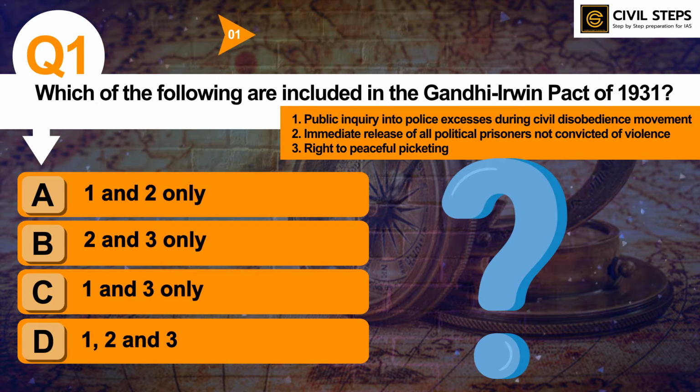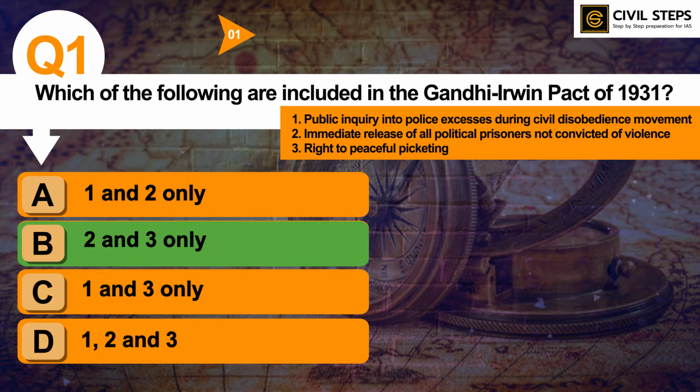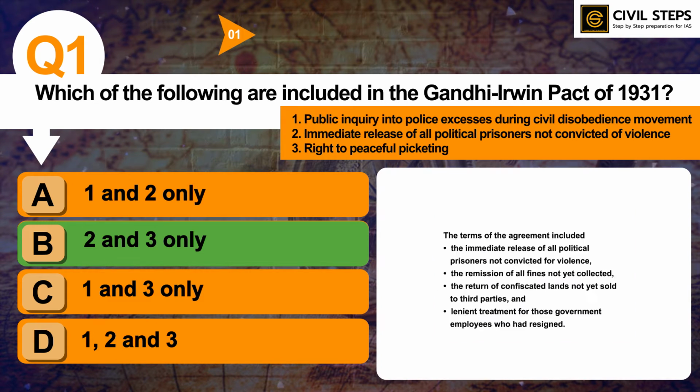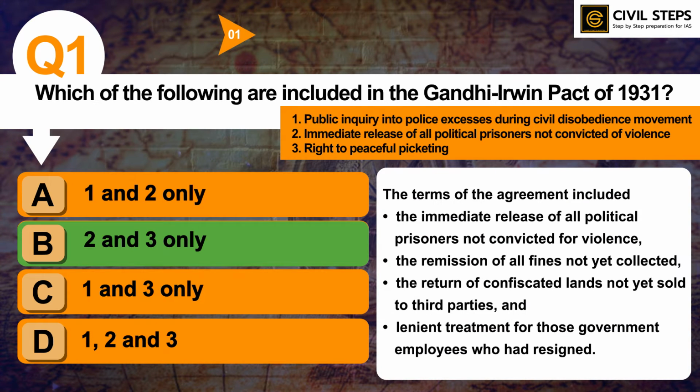So the answer of this question is option B, 2 and 3 only. The terms of the agreement included the immediate release of all political prisoners not convicted for violence. Second, the remission of all fines not yet collected, the return of confiscated lands not yet sold to third parties, and lenient treatment for those government employees who had resigned.